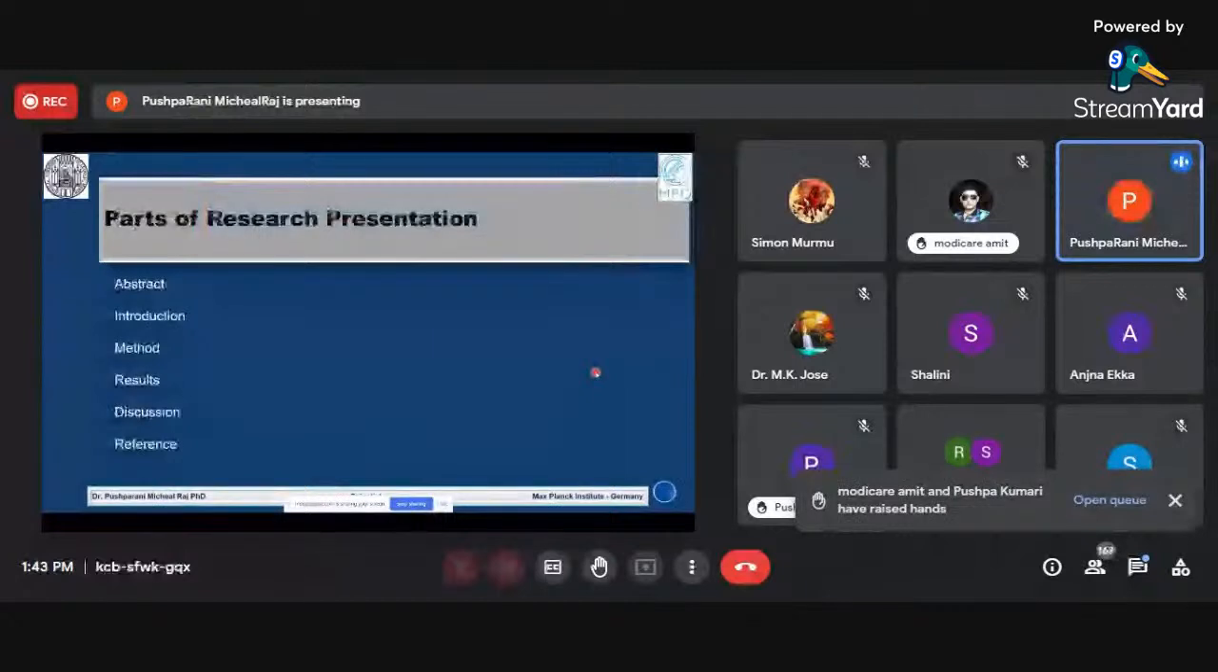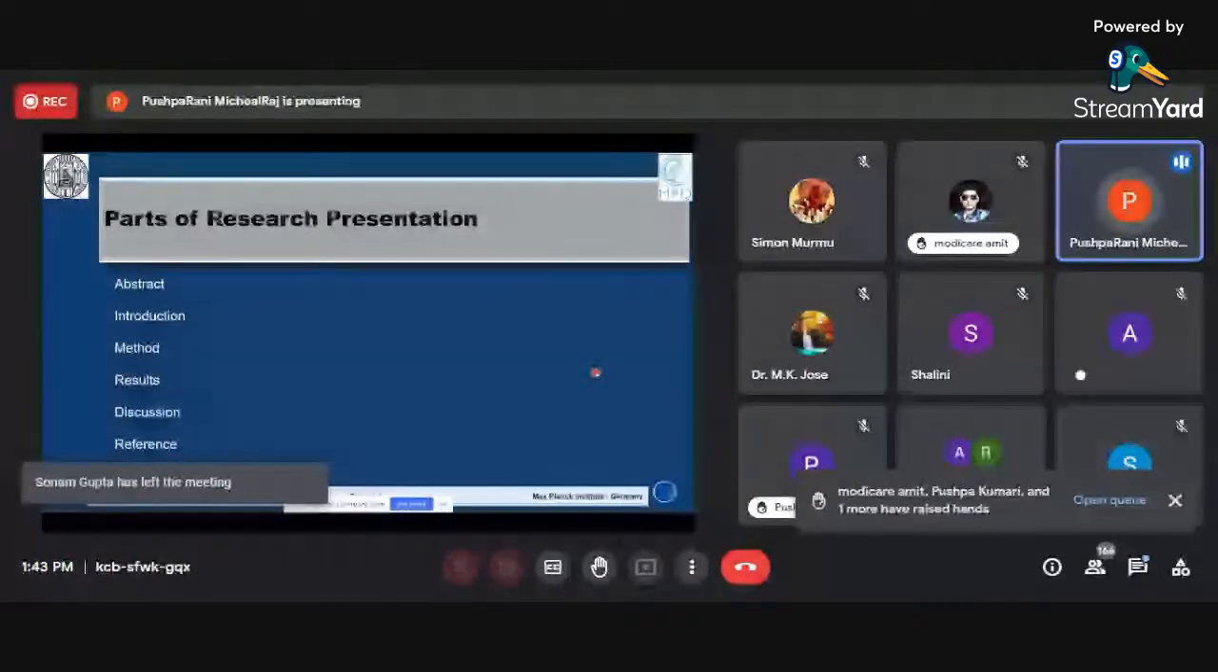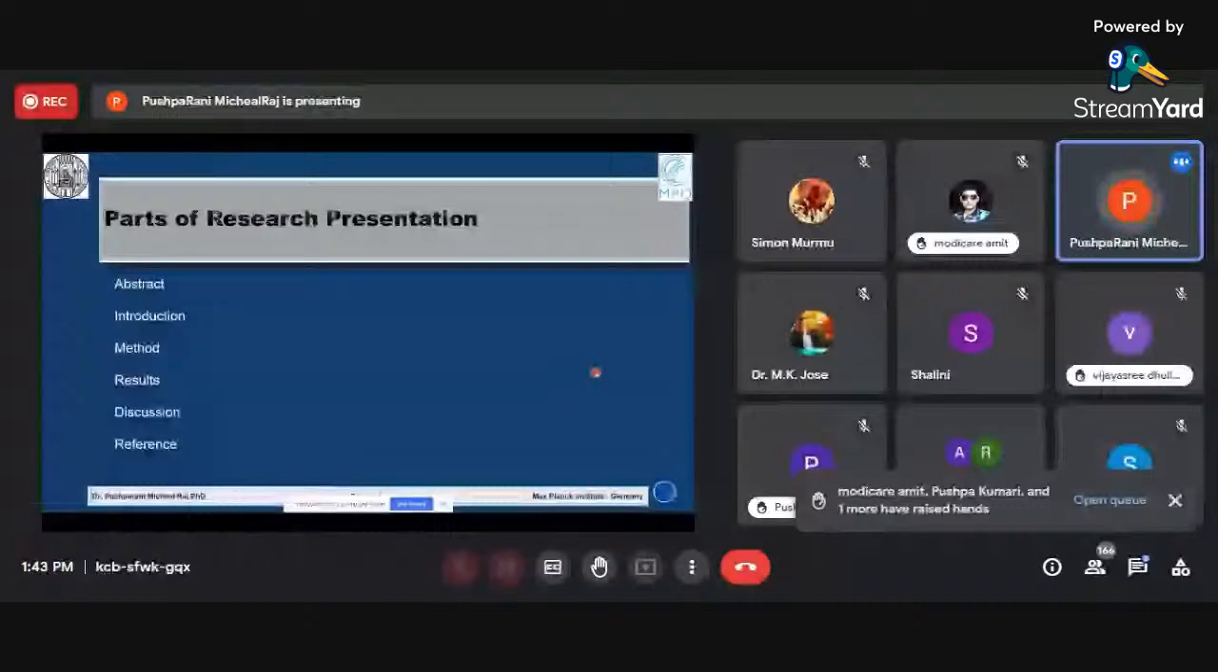Okay, so getting into the core part of it, parts of a research presentation will mostly fall into categories like having an abstract, an introduction, and writing methods, results, discussion, and references. And this would be not only for the paper presentation, but posters would also contain such parts.